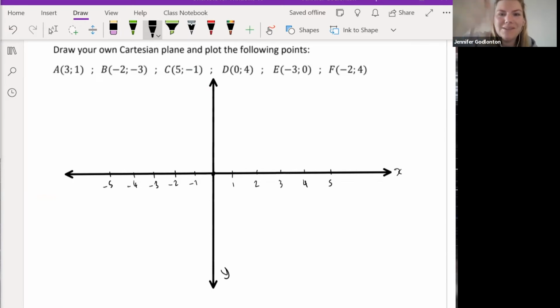And then we're going to do the same to our y-axis. When we move up, we go up in positive: 1, 2, 3, 4. We don't need to go higher than 4. And when we go down, we have -1, -2, -3, -4.